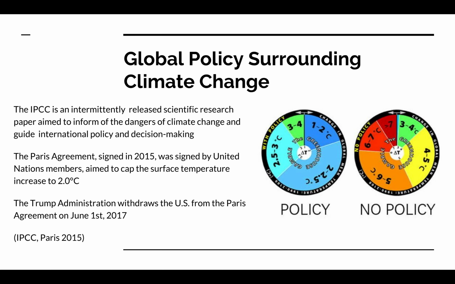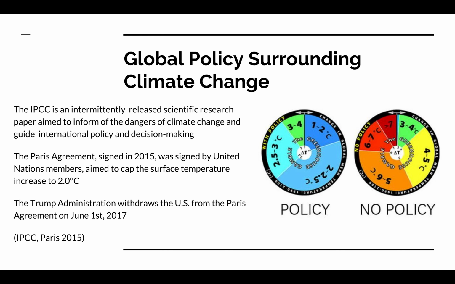What is the global policy surrounding climate change? Last slide, I mentioned the IPCC, which is an intermittently released scientific research paper aimed to inform of the dangers of climate change and guide international policy and decision making. Basically, this is the backbone for the validity of climate change science.